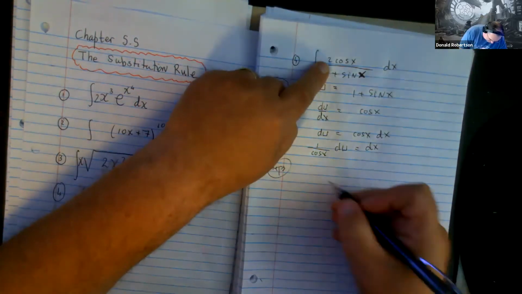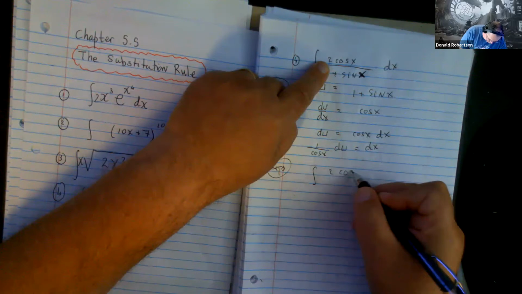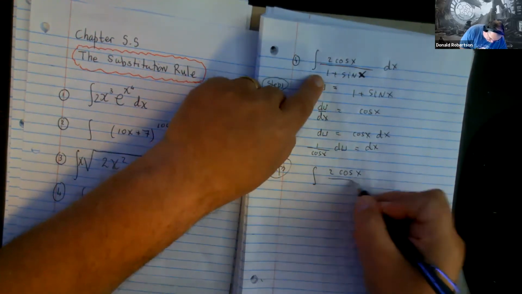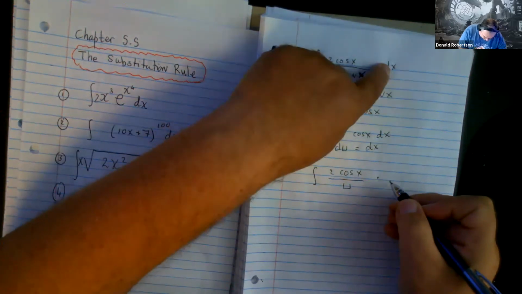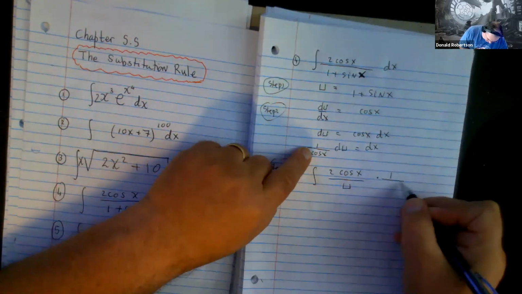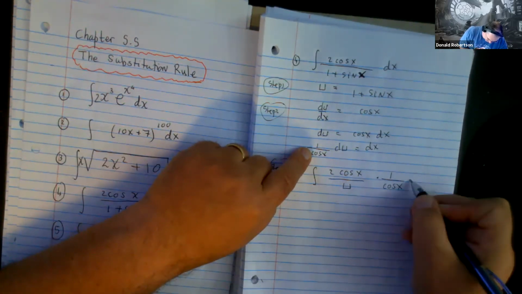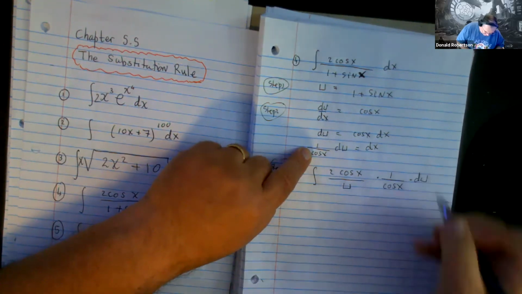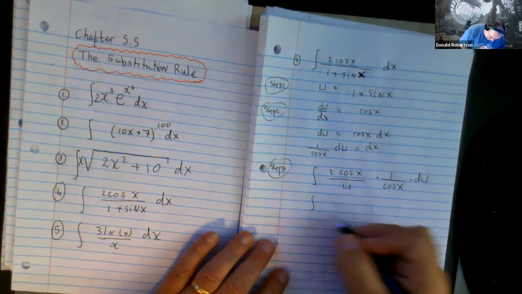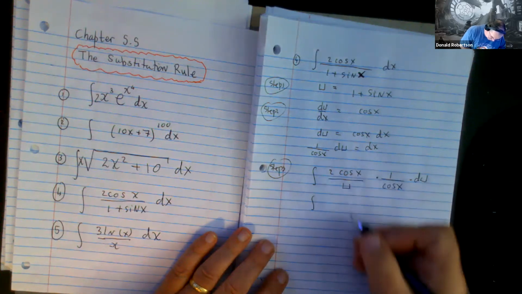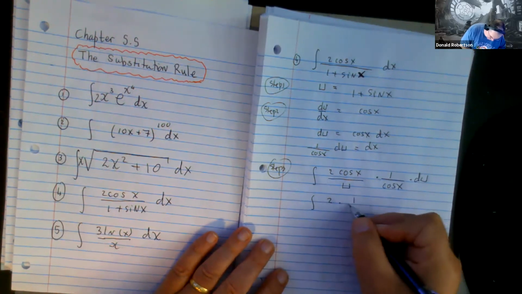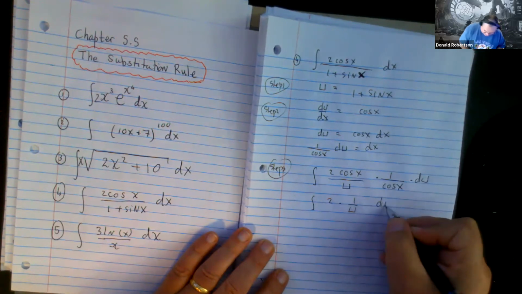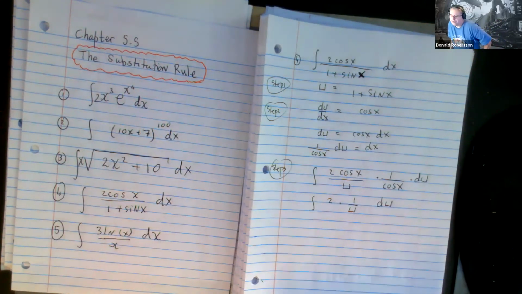Substitution, I have 2 cosine x over u times, instead of dx, I'll replace the dx with 1 over cosine x du. And now simplify it. They cancel, and you can write it two different ways. I'm going to write it that way. You could have called it 2 over u if you prefer, but I'm going to write it that way.